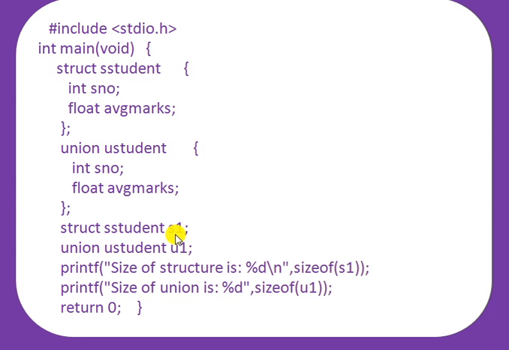Okay, by using S1 I can access this SNO and this AVG marks. So how can I access? Structure variable name dot structure member: S1 dot SNO, you get the SNO value. S1 dot AVG marks, you can get the AVG marks. So like that you can access. Just remember these things. But in this program I don't want to access the structure members.